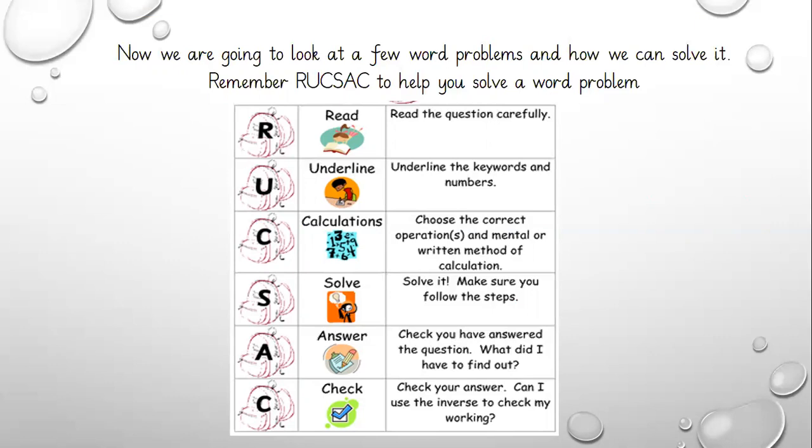C, for the calculation, choose the correct operation and mental or written method of calculation. S, solve it. Make sure you follow the steps. A, answer. Check you have answered the question. What did you have to find out? C, check your answer. Can you use the inverse to check your working?